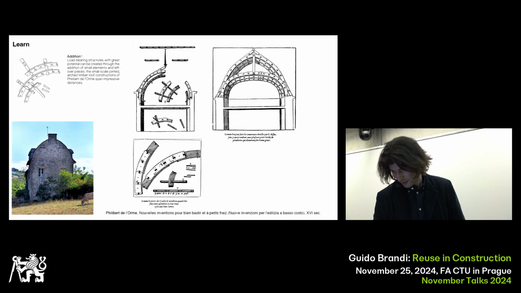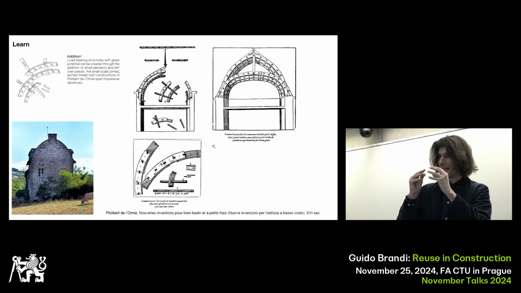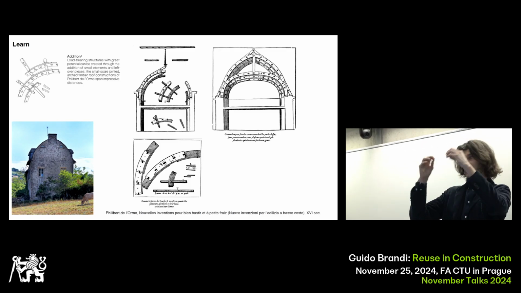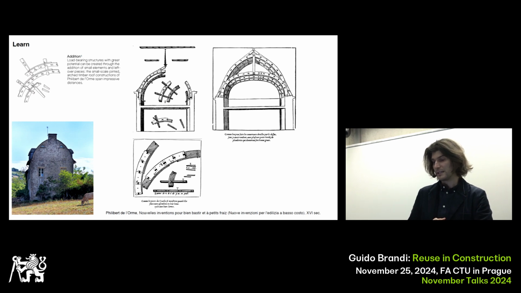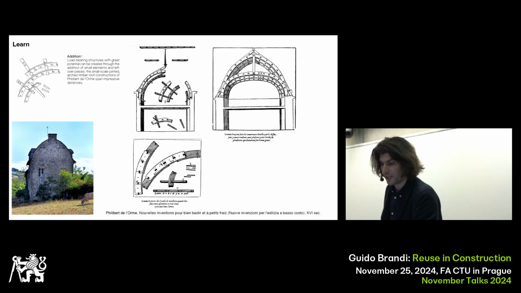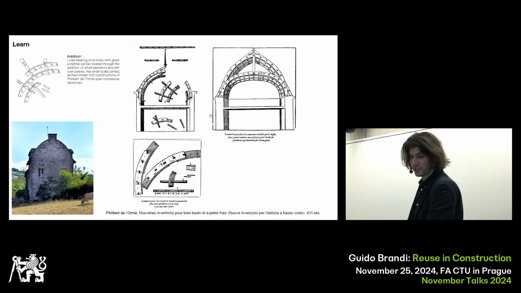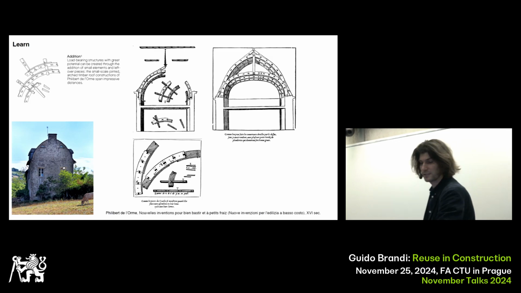Or addition. Addition is what happens when you take really small pieces and put them together to create a new structure. An amazing example is the structural system of Philibert Delorme in France. He developed it and wrote about this construction system in a treatise, and it became so famous that nowadays, if you go to the south of France and see a roof like this, it's because of this treatise of Philibert Delorme.